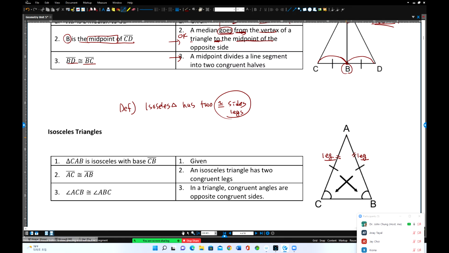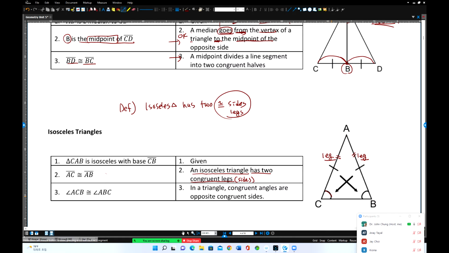That's what we said. Side AC and side AB must be congruent. You have to say this one. Why are they equal? That's the reason here: an isosceles triangle has two congruent sides or legs.